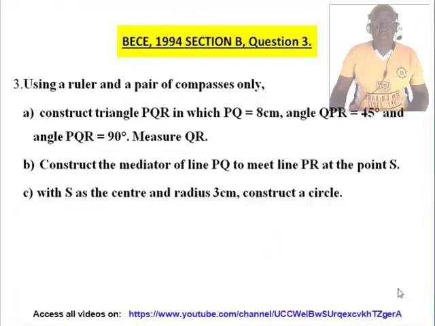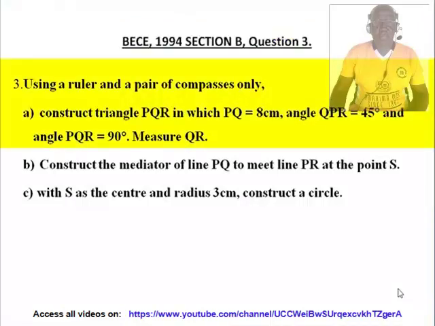BECE, 1994, Section B, Question 3. Using a ruler and a pair of compasses only, a. Construct triangle PQR, in which PQ = 8 cm, angle QPR = 45 degrees, and angle PQR = 90 degrees. Measure QR.